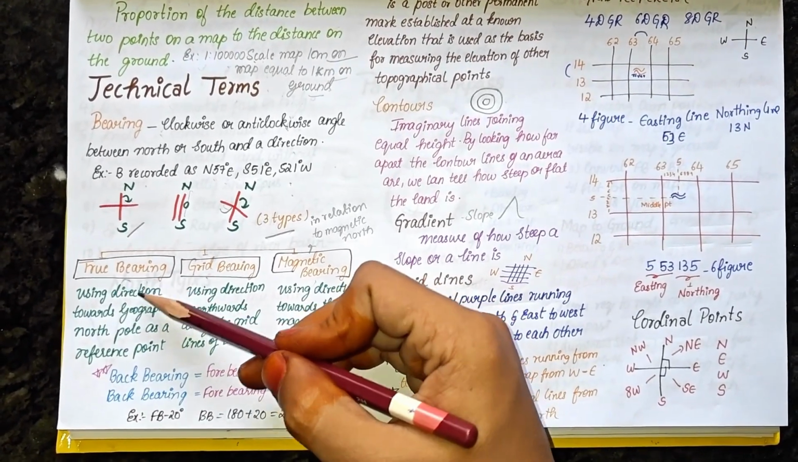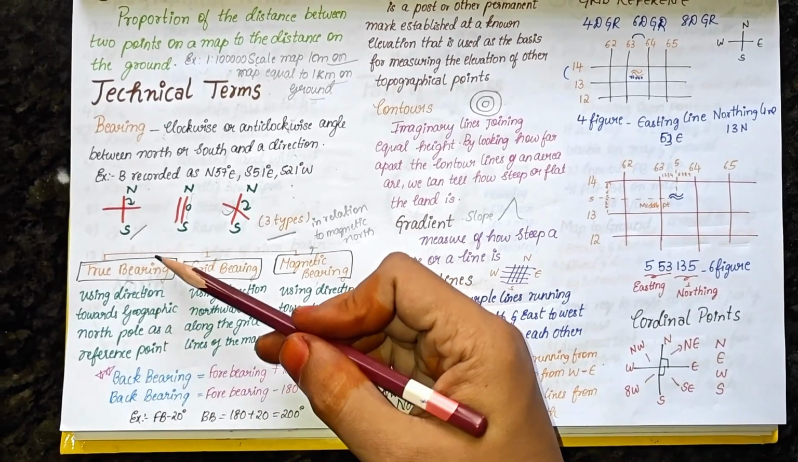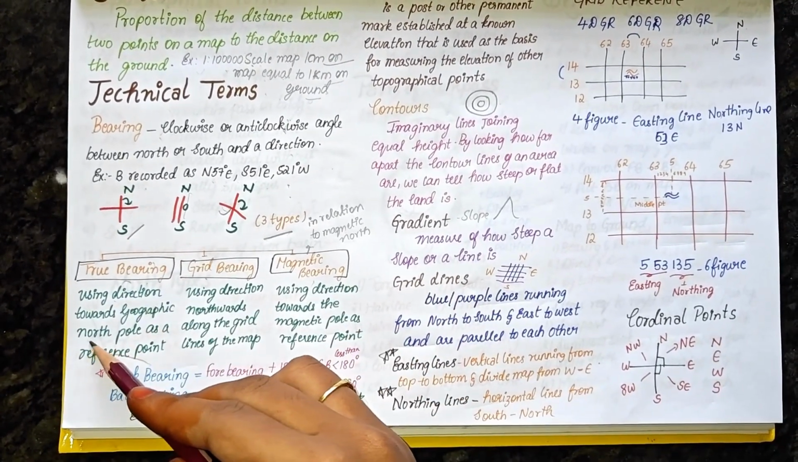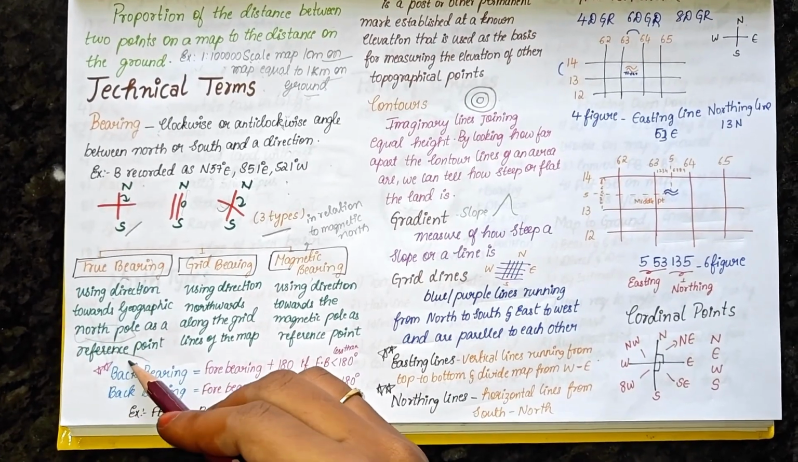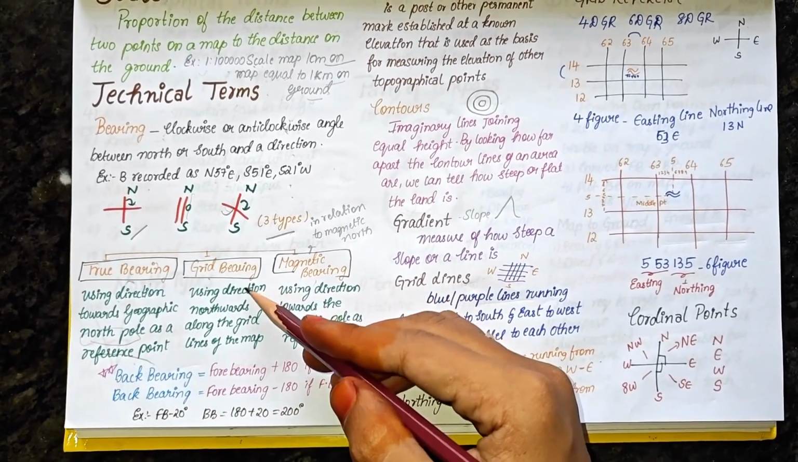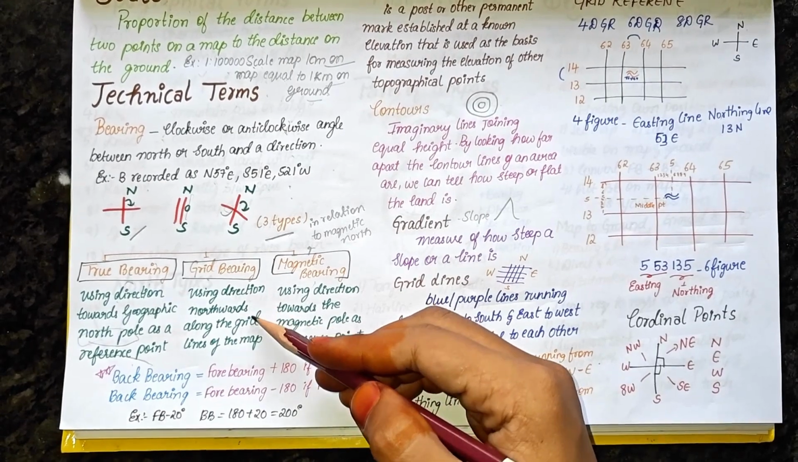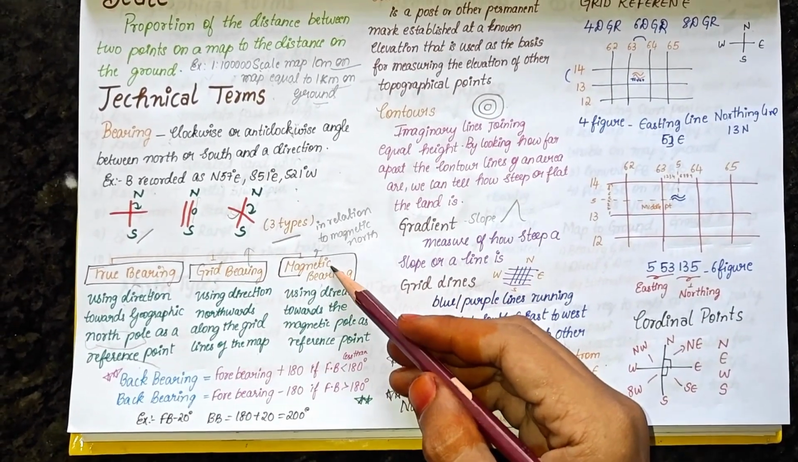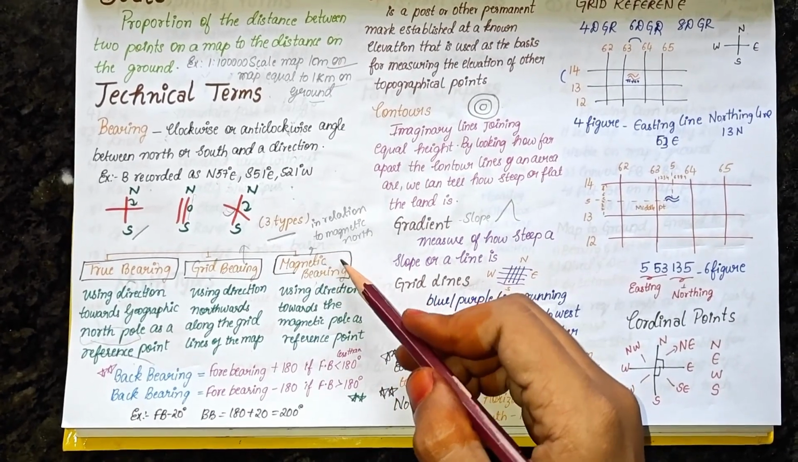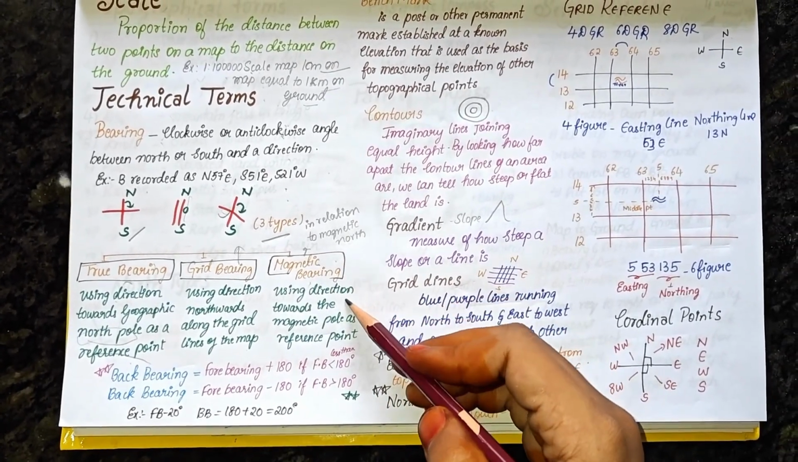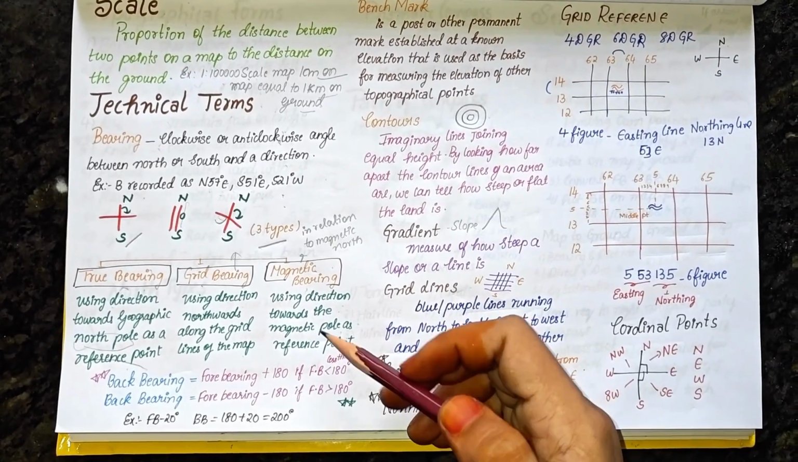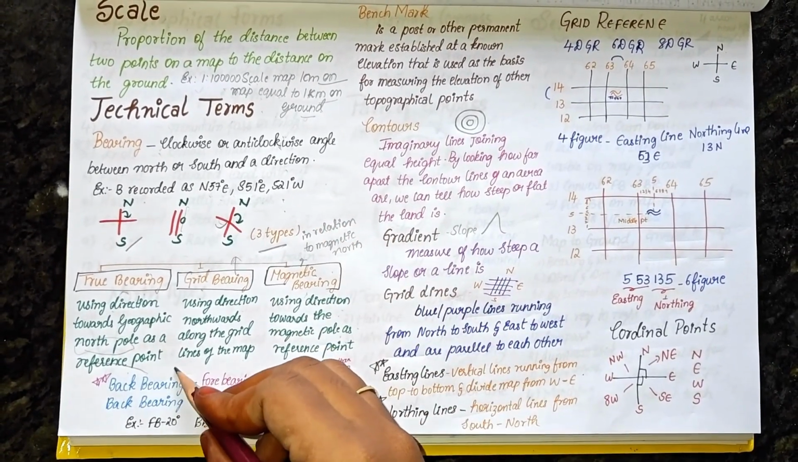So what is a true bearing? Using the direction towards the geographical north pole as a reference point. Here the geographical north pole will be used as a reference point. Using the direction northwards along the grid lines of the map is known as grid bearing. So in relation to the magnetic north, the magnetic bearing will be explained using the direction towards the magnetic pole as a reference point. Here definitely one question will be asked.